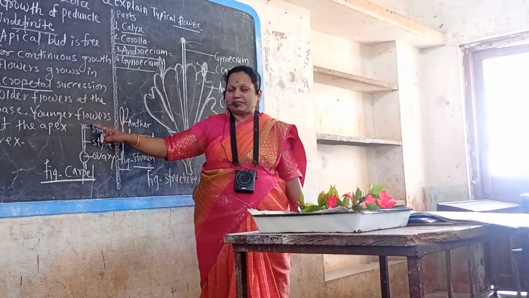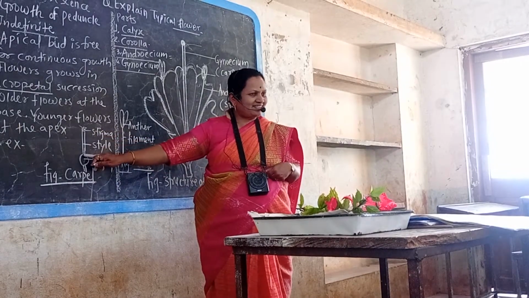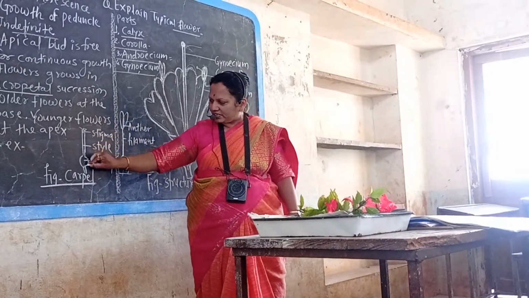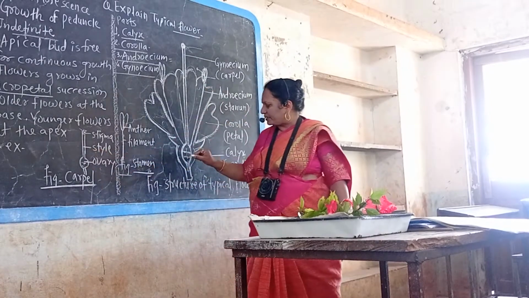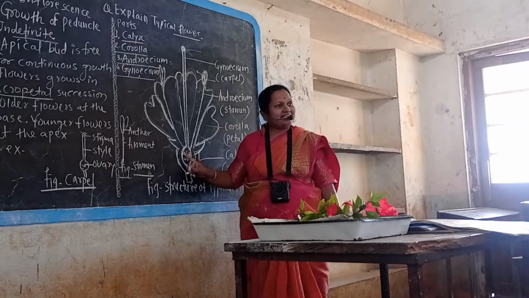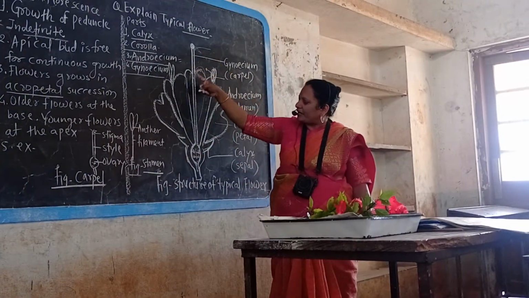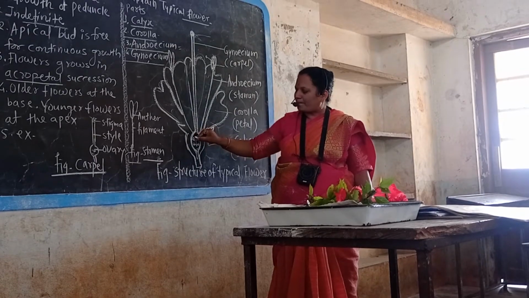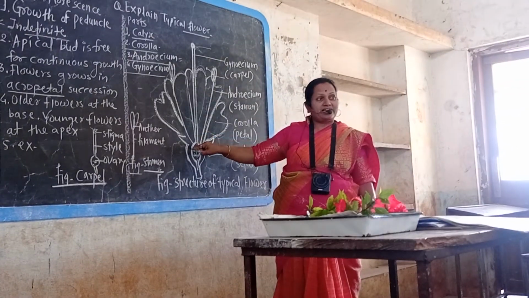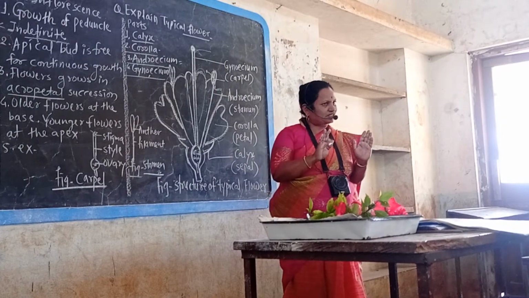Tell me the parts of a single carpel. Stigma, style and the basal part, ovary. In the ovary there are ovules. Inside the ovule, an egg is produced, and that egg and the male gamete coming from the pollen grain combine. That is, the male and female gametes combine. That process is called fertilization.